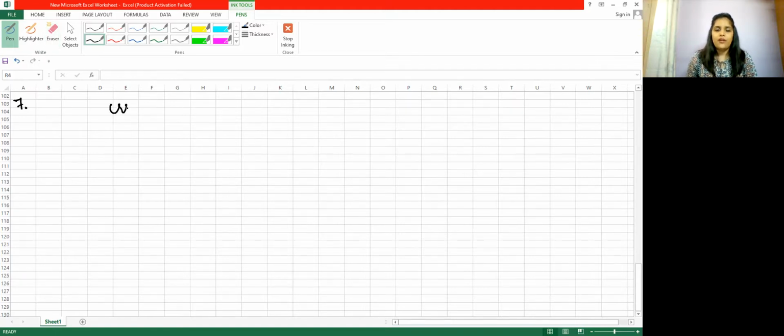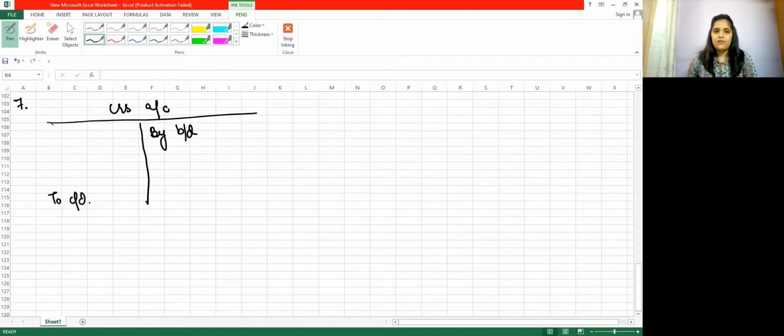Sure. Now let's go to the point number 7. That will be your creditors account. So creditors account again will be the opposite of debtors account. So you will have balance brought down, to balance carried down. You will have credit purchases, and you will have cash bank.